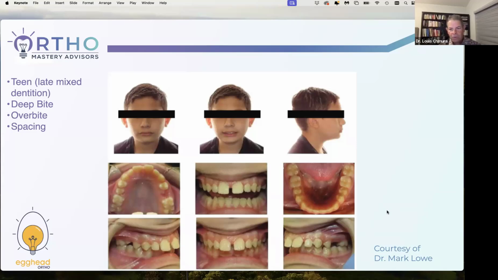We've got to intrude those lower teeth. We've got to move the upper ones back. We've got to do a class 2 correction. That's a lot to do. I certainly wouldn't do it as my first one.